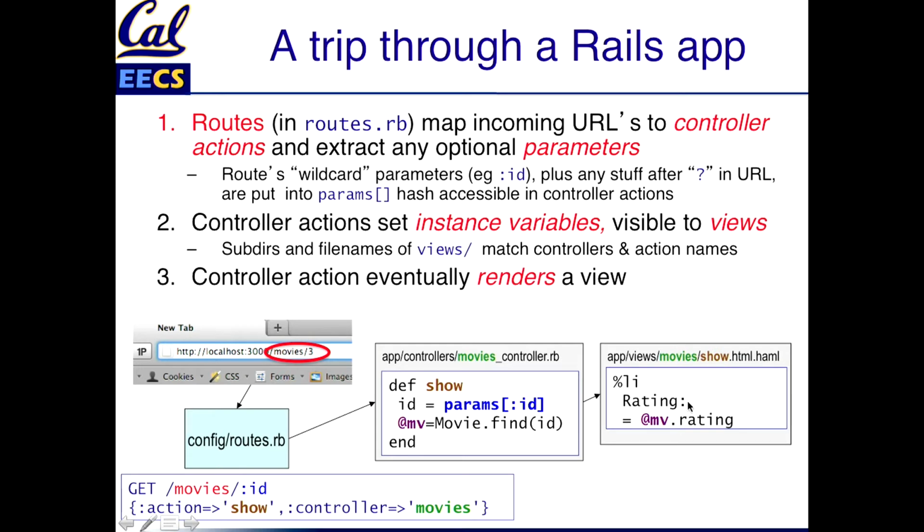The view might have a little piece of stuff in it that looks like this in Haml: a list item saying the rating of this movie is, and an interpolation saying mv.rating. Why does this work? Because mv is just a movie variable. Movie has an attribute called rating, and we can dereference it. So the goal is to make the code look like the way that you should expect it to work. It's really to minimize the number of surprises when you're looking at the code.